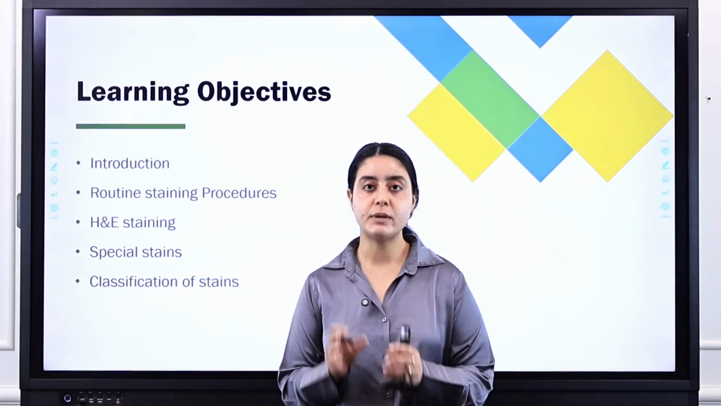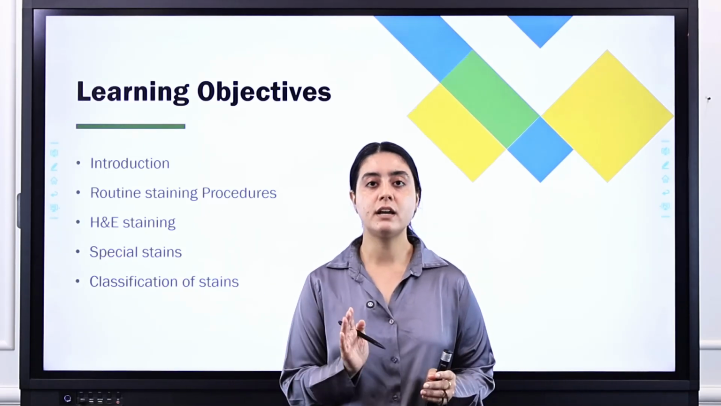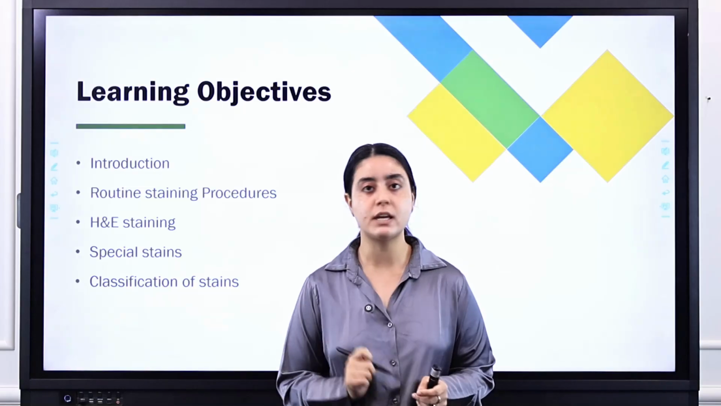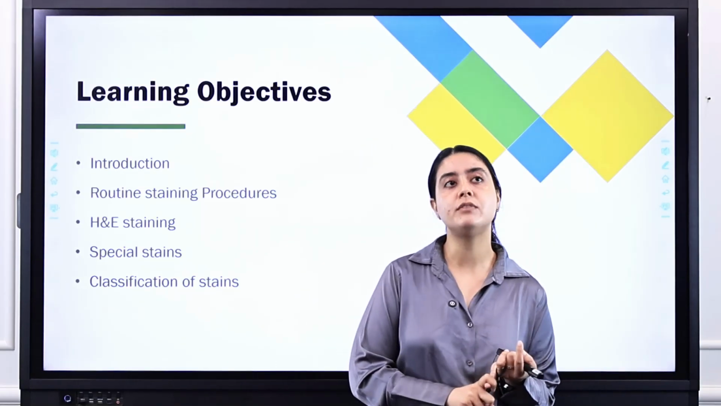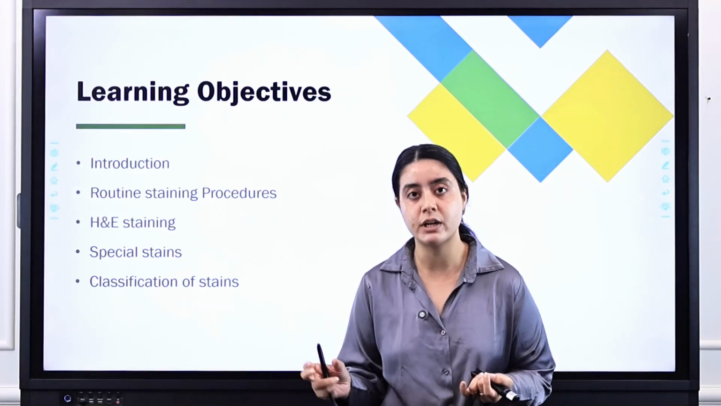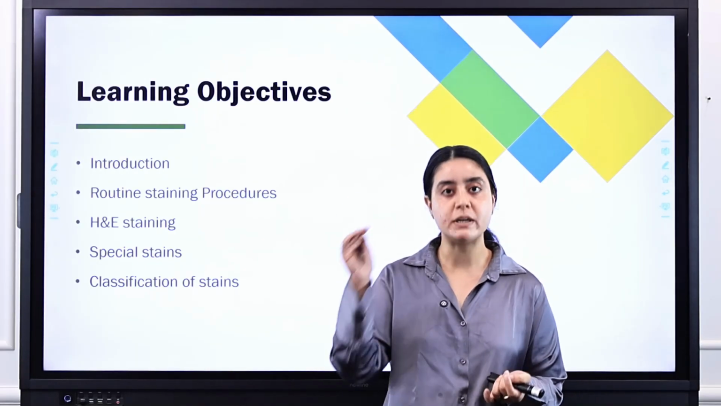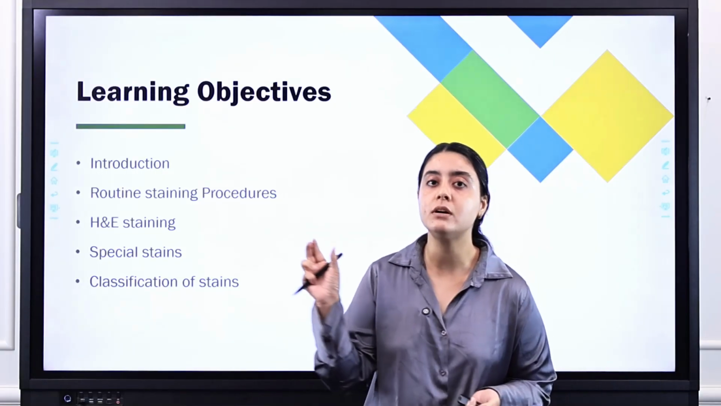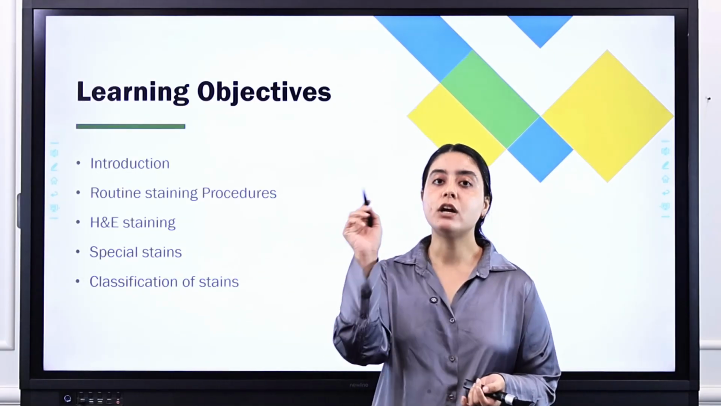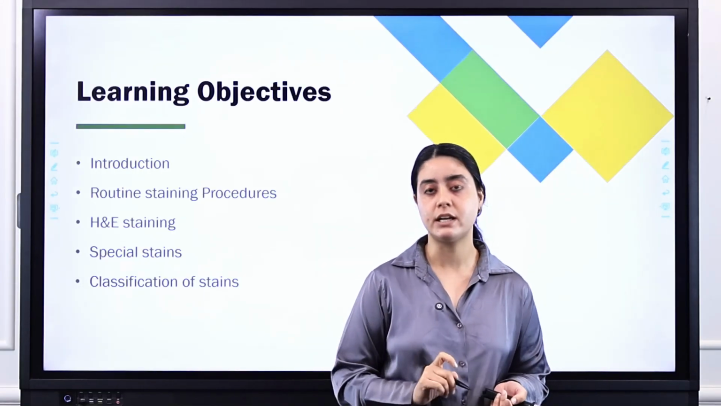So students, basically in histopathology there is a classification of stainings. There are different classifications of stainings. We have simple or routine stainings which we do on a routine basis in our laboratory. Then we have some special stains which we do for some special diseases, and then we have some stains for particular material. Okay, so we are going to discuss each and every classification of the stains in today's lecture.